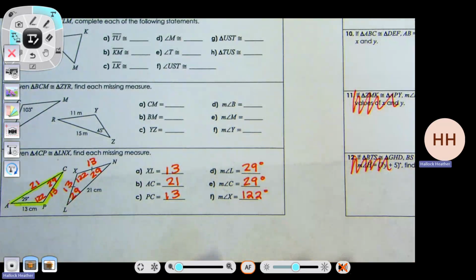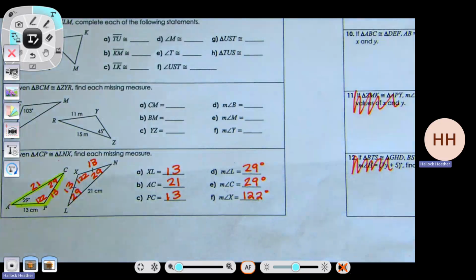Let me know when you get stuck. 8, 9, and 10, you will need to add to make 180 for some things. So if you get stuck on 8, 9, and 10, you're going to have to add to make 180 to find the other angle in the triangle. Tomorrow.